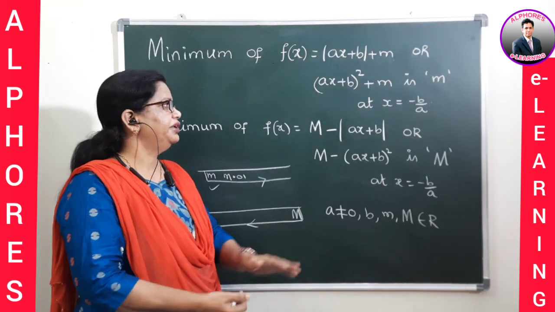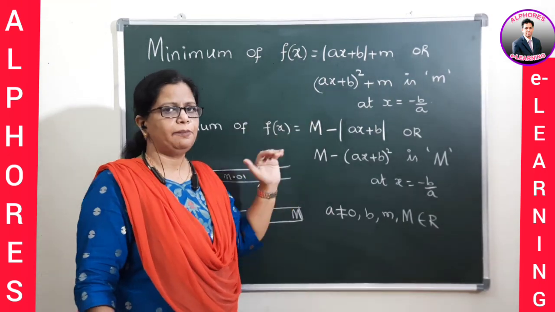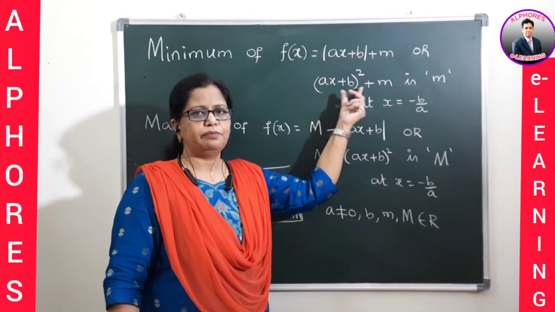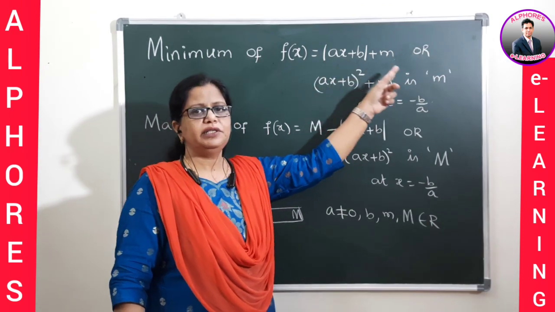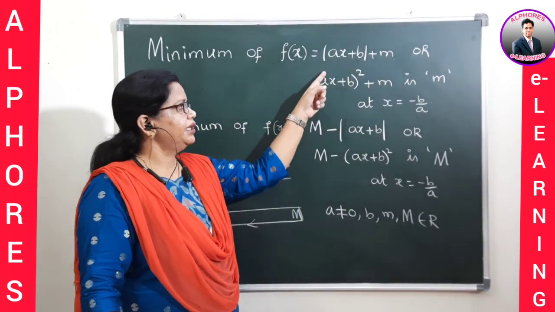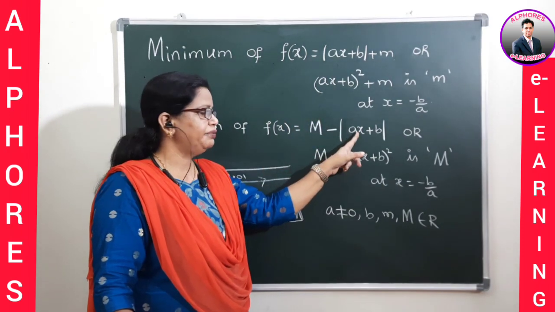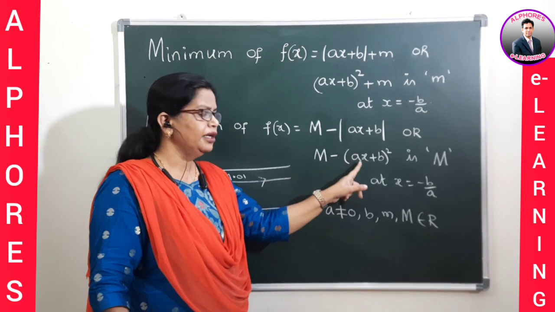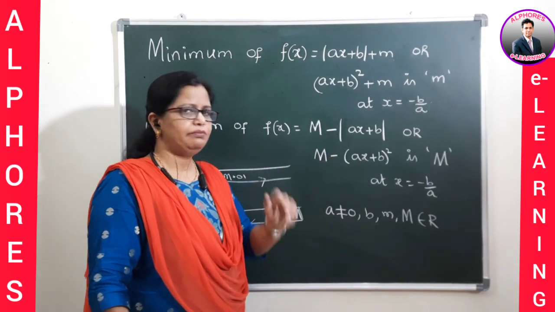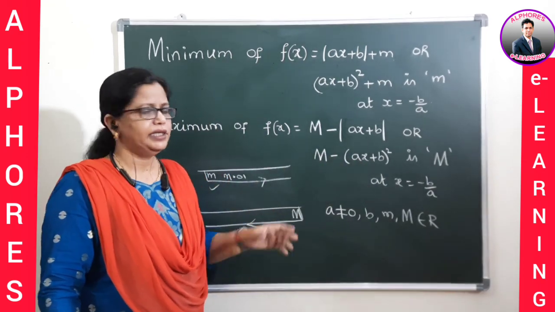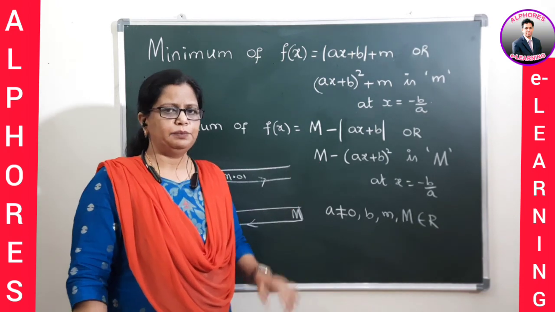So students, whenever any function is of this form, that is a perfect square plus m or else a modulus value plus m, then you can observe the minimum is m. And in this way, with a minus symbol before the modulus or before the perfect square, clearly you can notice the maximum value can be obtained.